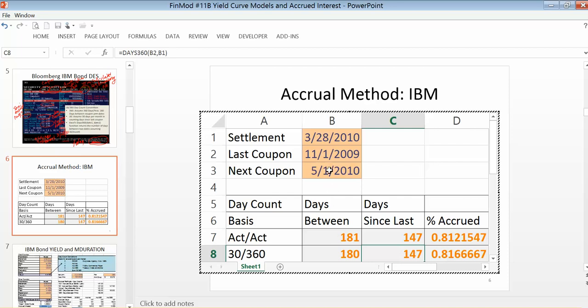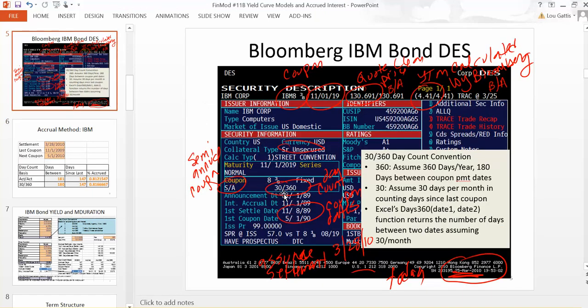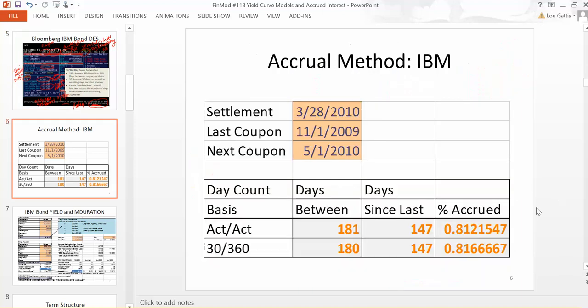And then if I look at the number of days between payments, say 11/1/2009 and 5/1/2010, I can just assume 30 days in November, December, January, February, March, and April, and I get 180, not 181. So there are actually 181 days using a calendar between these two dates. However, if there were only 30 days in a month, there would be 180 days. For calculation of accrued interest for corporate bonds, and you'll see in this slide on Bloomberg, the day count convention is 30-360. So to calculate accrued interest, I'm going to take 147 over 180, not 147 over 181. And by the way, the only reason these are the same is there must have been on average 30 days per month in the months from March to November.